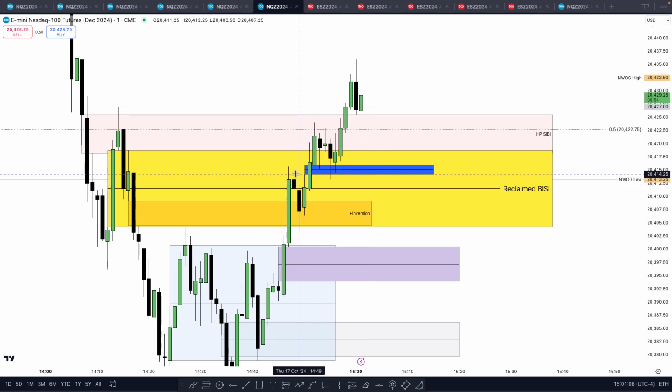Why is the blue box high probability? Because it's just an extension of the logic I'm utilizing with this yellow box. A reclaimed BISI, I want to see speed away from it. So if this is in the upper half of it, just by extension of that logic, if price is to return there, I'd want to see it wick away from it.